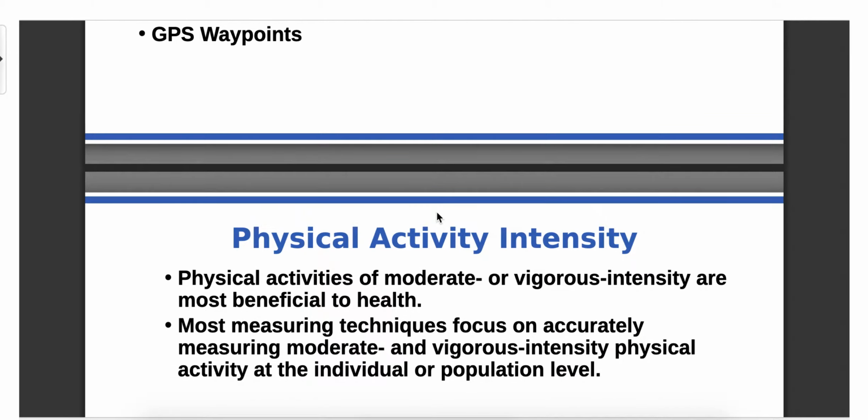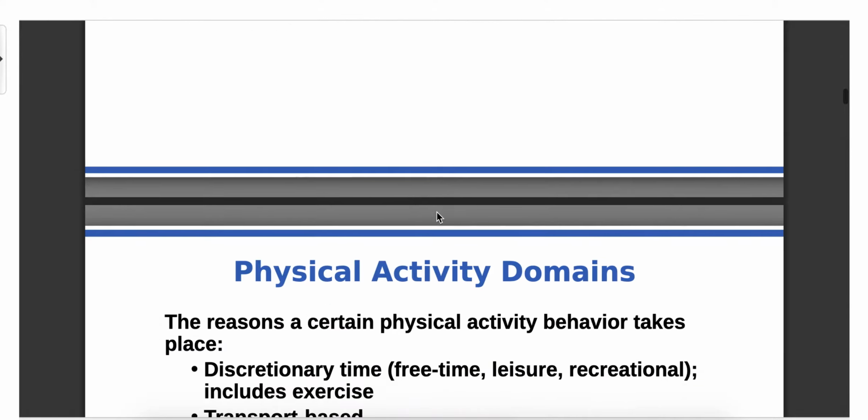Physical activity intensity: we know that physical activities of a moderate and vigorous intensity are more beneficial for health. We talked about that last time. Most measuring techniques focus on accurately measuring moderate and vigorous activity at an individual or population level. It's harder to measure some of the lower level activities, especially in some of the ways that we'll talk about.